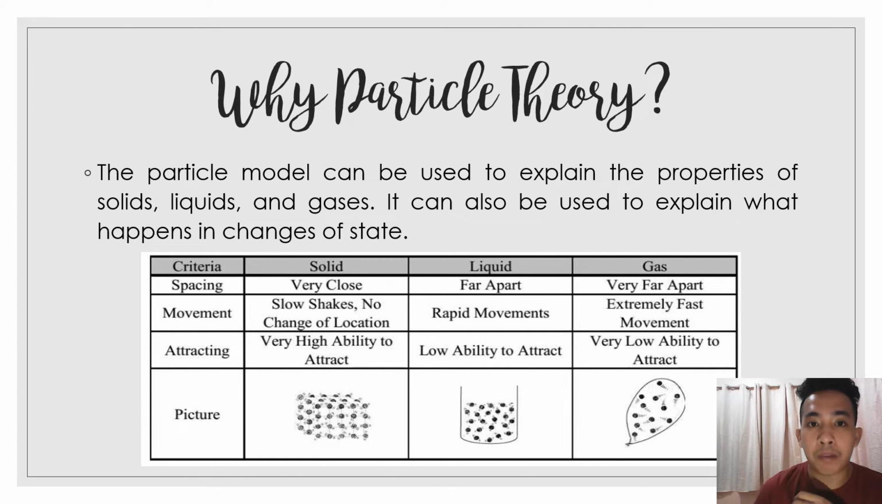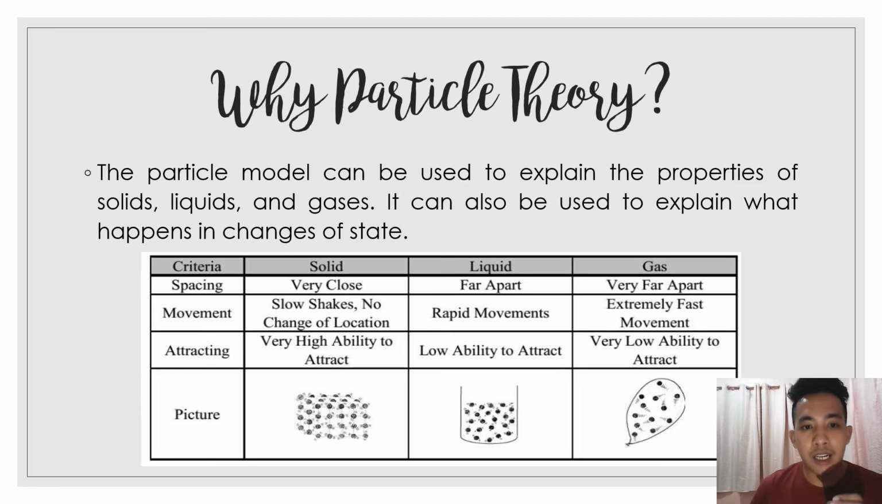Now, why particle theory? The particle model can be used to explain the properties of solids, liquids, and gases, and even plasma, the Bose-Einstein condensate, and the fermionic condensate as the fourth and fifth phases of matter. It can also be used to explain what happens in changes of state. We will further discuss states or phases of matter in the next video lesson. So just take a look at the illustration.